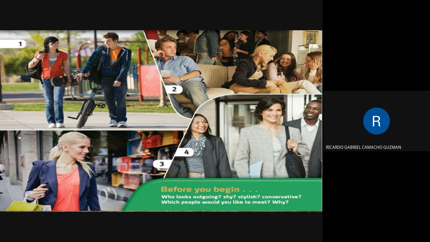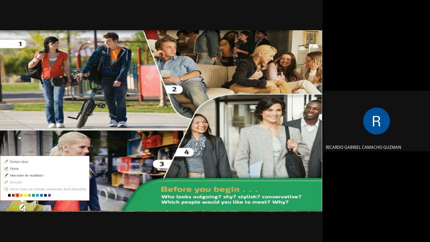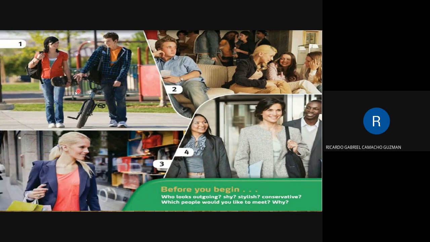Anyone participating? I think number one. Number one, the two boys. Well, the boy and the girl. You guess so. Okay. They look outgoing. Okay. Are they the only ones that look outgoing? The others? No. Okay. Who else? Number two, the girl in number two. Yes, the girls, I think. Agree. All right, the girls look outgoing. Okay.